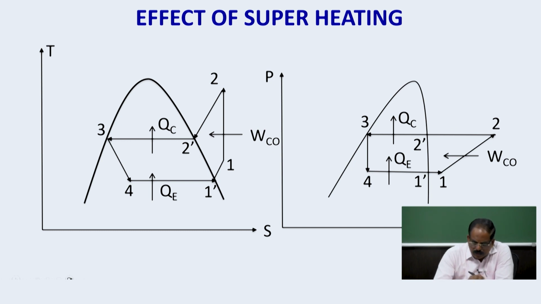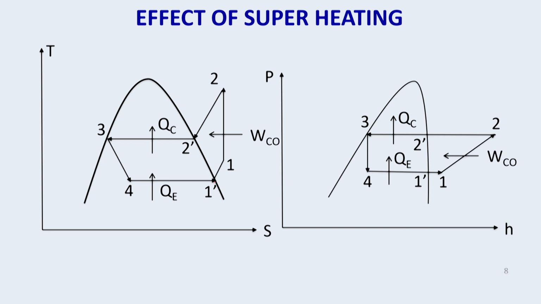Let me explain this superheating. So here 1 dash refers to the saturated condition of vapor, and 1 is the superheated condition of the refrigerant vapor at the inlet of the compressor. Then 1 to 2 is isentropic compression. Then we have 2 to 3, the condensation process, 3 to 4 throttling, and 4 to 1 dash is the isobaric heat addition process.